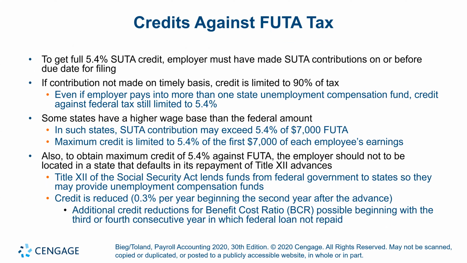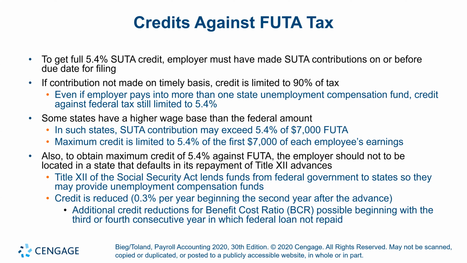All right, credits against FUTA tax. We've talked about this a couple times already. This is that 5.4%. To get the full 5.4% SUTA credit, the employer must have made state unemployment tax contributions on or before the due date for filing. Once they are late on their unemployment tax payments, they start getting penalized. If the contribution is not made on a timely basis, the credit is limited to 90% of the tax. Even if the employer pays into more than one state unemployment compensation fund, the credit against federal tax is still limited to 5.4%.